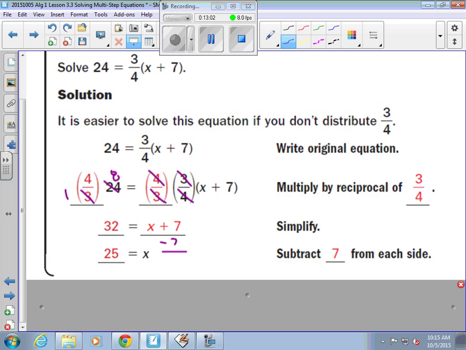Minus 7 and minus 7. And x's value is 25. So anytime you have something that needs to be distributed and it's a fraction like that, it may, not all the time, but it may be beneficial, and it probably will be, to multiply by its reciprocal first.